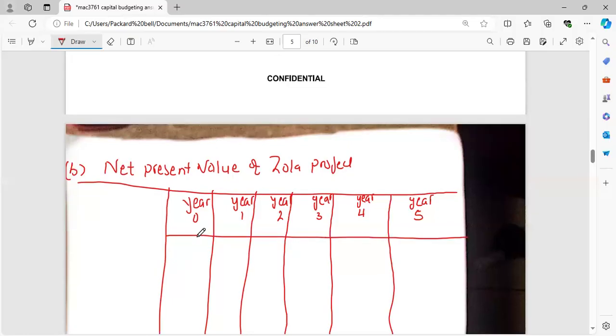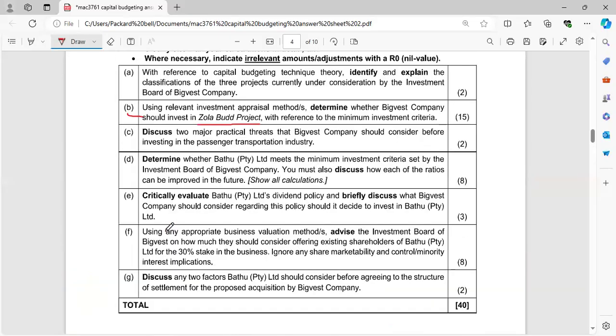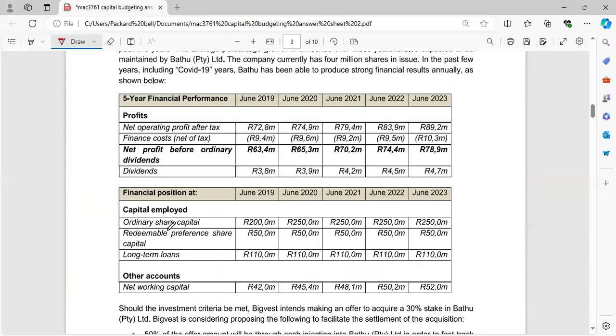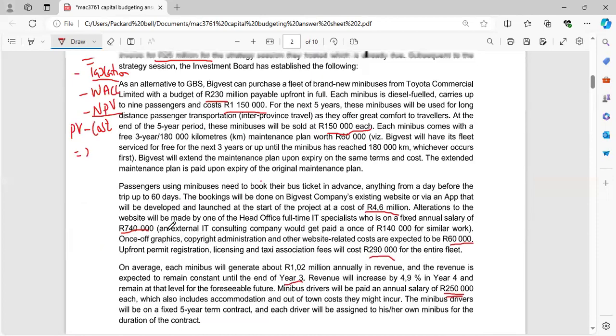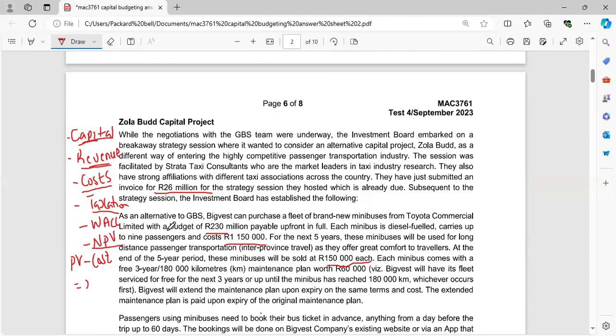Right, so the first thing that we need is to identify our capital expenditure from the question. That's the first thing that we need. We need to identify the capital expenditure from the question. So let's look from the first part of the paragraph. They have submitted an invoice for 26 million for the strategy session they hosted, which is already due. Subsequent to the strategy session, the investment board has established the following.